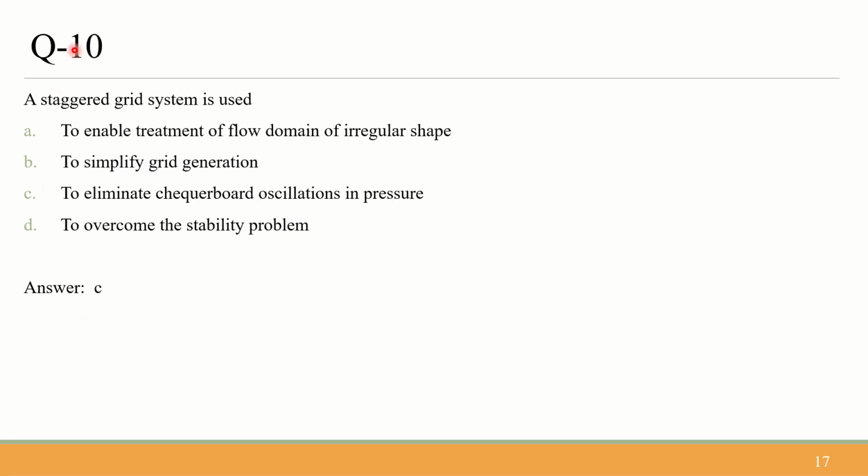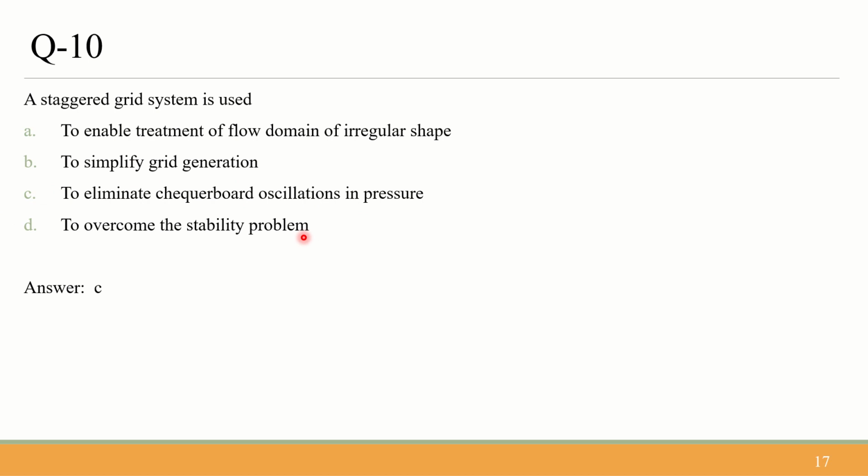In question 10, a staggered grid system is used: option A, to enable treatment of flow domain of irregular shape. Option B, to simplify grid generation. Option C, to eliminate checkerboard oscillation in pressure. Option D, to overcome stability problem.